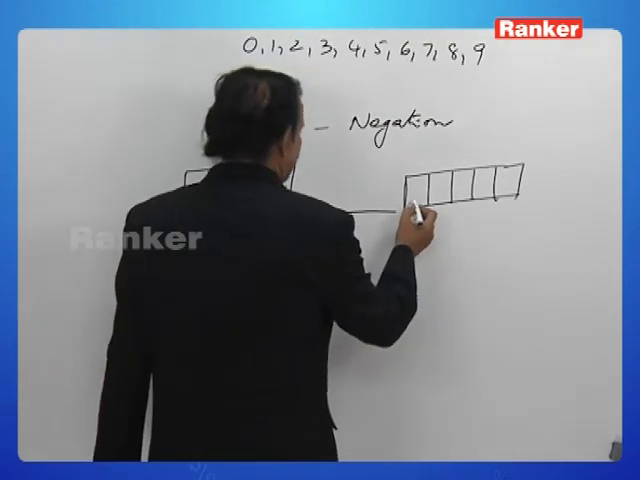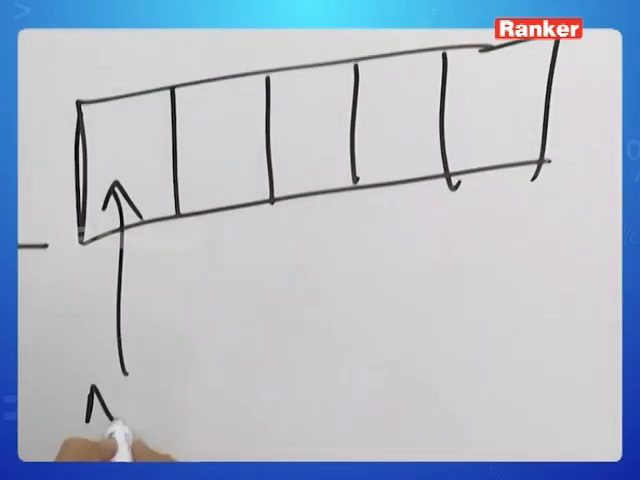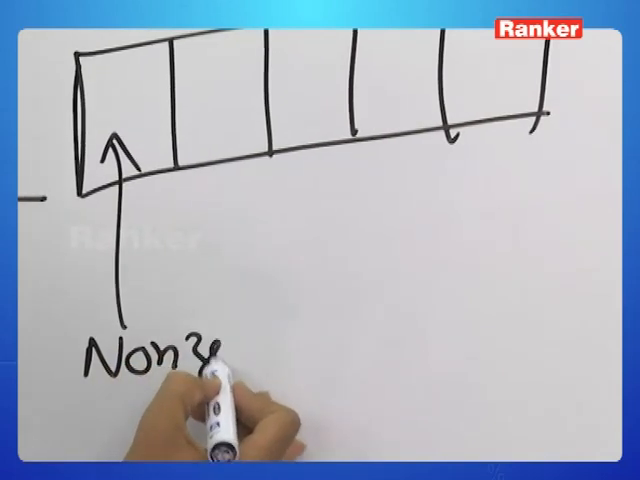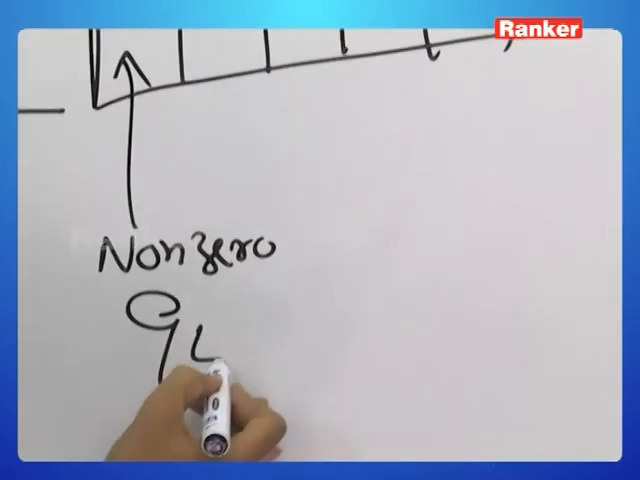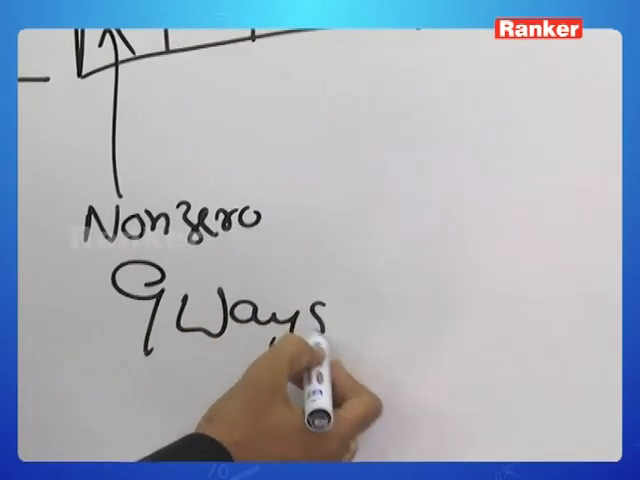The first place can be filled in how many ways? This must be a non-zero digit. It can be done in 9 ways.